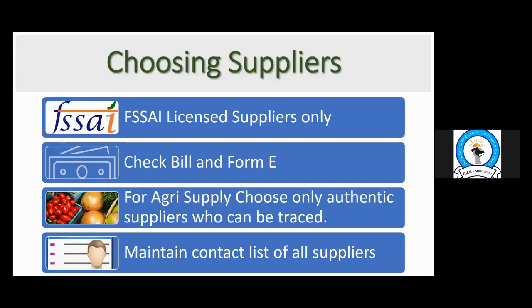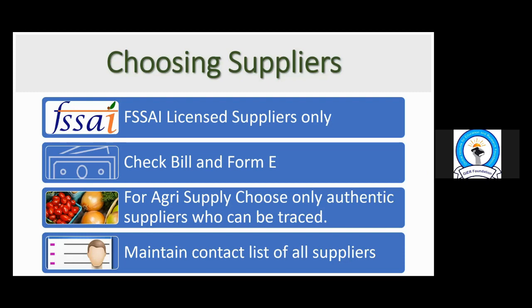Then about choosing suppliers. How would you choose suppliers? All suppliers, whosoever is giving you food item, should have, or rather must have, a food license. So ensure that you're getting all supplies from the FSSAI licensed supplier only. I'm talking about the packaged food especially.